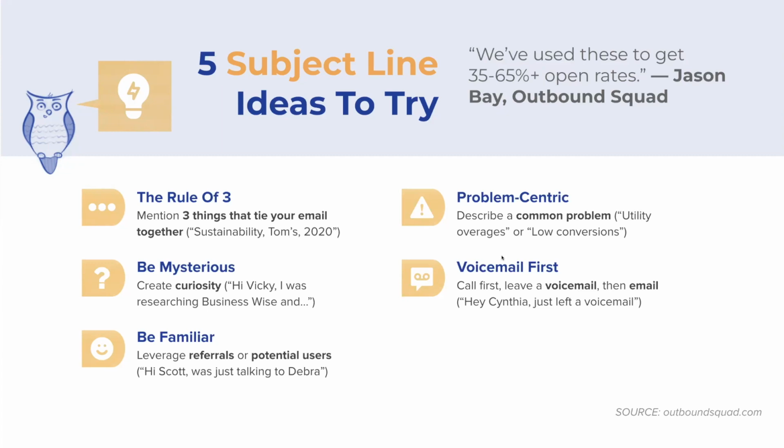The next is problem-centric, and we covered a few of these in the presentation today, where you just very briefly hit on a common problem. So utility overages or low conversions. I think the one that we used for our own campaign that performed so well was prospect reply rate. It really just succinctly hits the problem that might be on their mind, and gives them a reason for opening that's clear and hints at value inside.